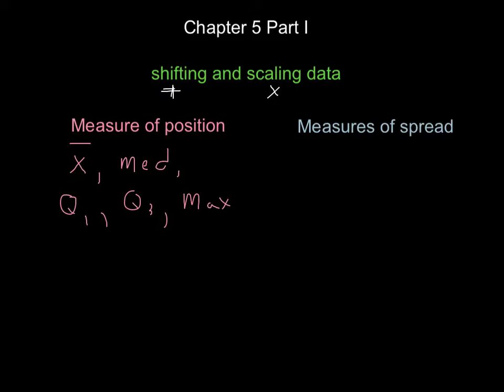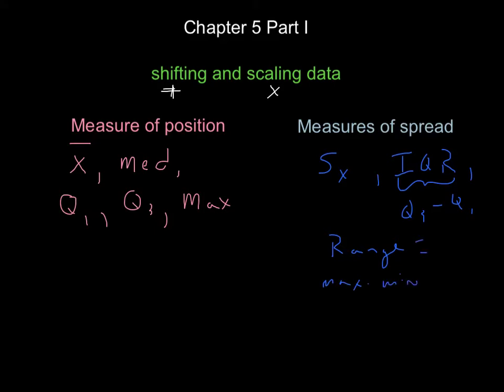Versus measures of spread, those are talking about distances. So what's a distance? Standard deviation of x is a distance. Interquartile range is a distance. Remember that this is Q3 minus Q1, so that's a distance. So you've got standard deviation, sample standard deviation, IQR, and of course you have the range. Range is max minus the min, right? That's what the range is equal to.